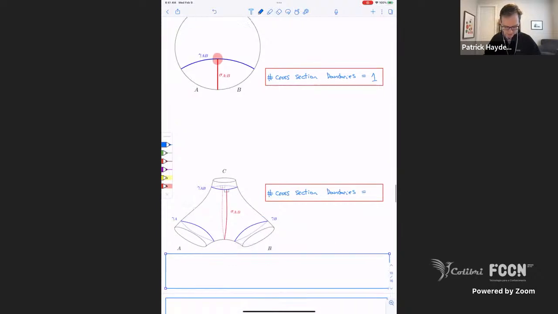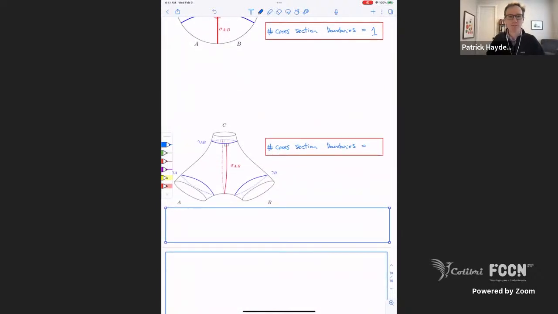And then let's look at the example that we were doing before with this pair of pants. The cross-section boundary for the AB region intersects the minimal surface in 2 places. So the number of cross-section boundaries is 2.